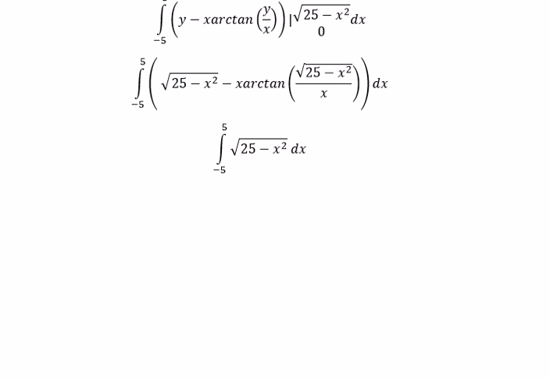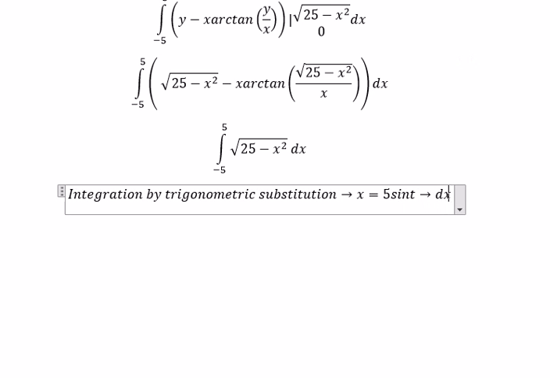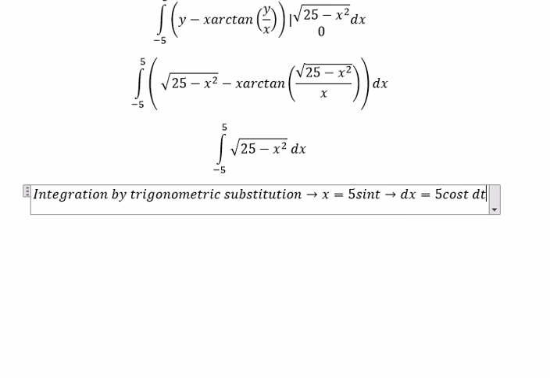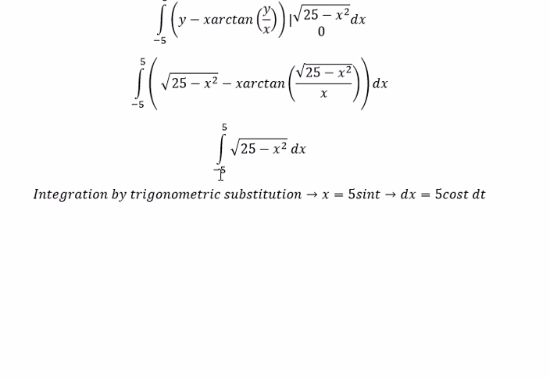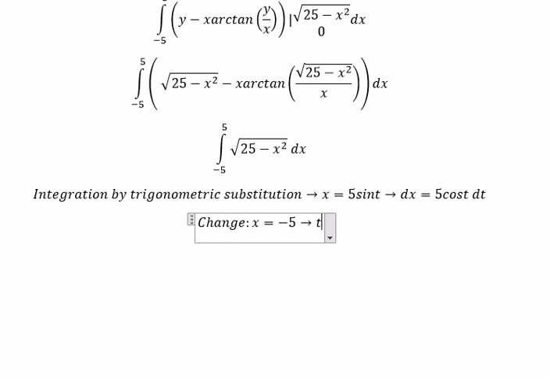So we need to use integration by trigonometric substitution. We put s equal to 5 sin t, ds equal to 5 cosine t dt. Later we need to change the bounds, negative 5 and 5, in here. So for s equal to negative 5, we can find the value of t equals negative pi over 2.